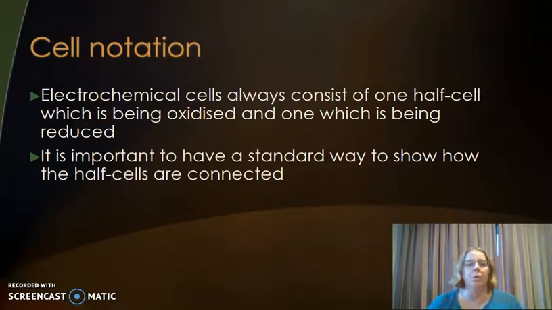Now, it's really important when we do these to know exactly which ones are being oxidized, which ones are being reduced, and to write it in such a way that anybody can look at it very clearly and see exactly what's happening. That's where the standard notation comes into it, and this is one of those standard chemistry conventions that we expect you to be able to use in your assessments.